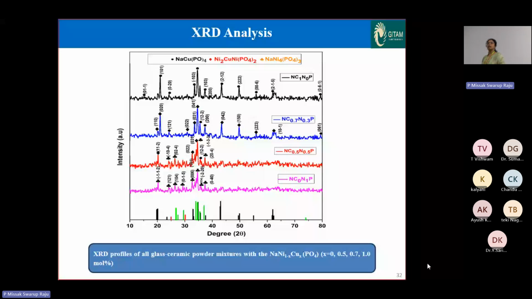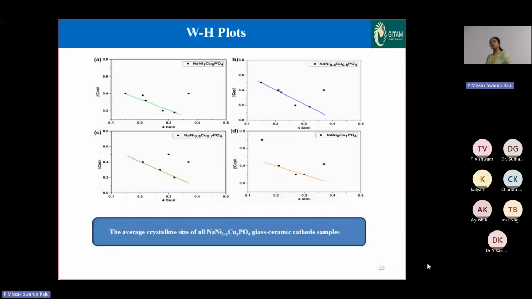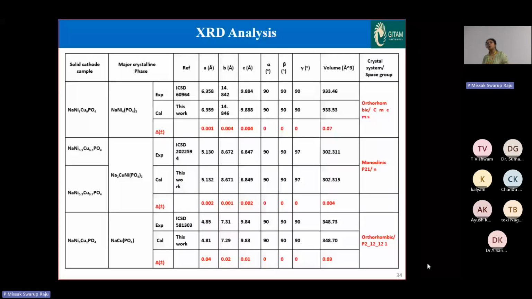In the XRD analysis, in the XRD diffraction, three types of phases are identified, and the intensity value increases with increasing mole percentage. What is the relation between the intensity and peaks, and here the crystal size is also calculated. The average crystal size is calculated using the W-H plots. The stress and strain of the sample are also calculated using the XRD. Taking all these values in tabular form, two types of structures also appear, orthorhombic structure and monoclinic structure, in the combination of nickel and copper.